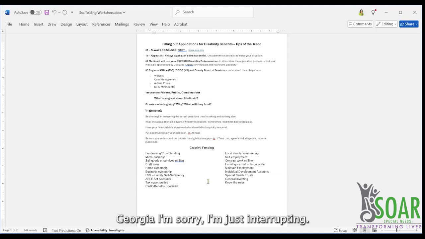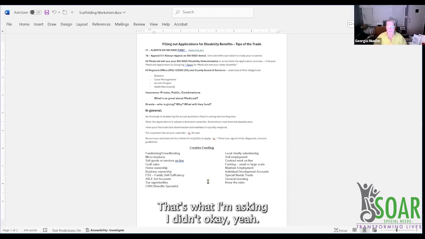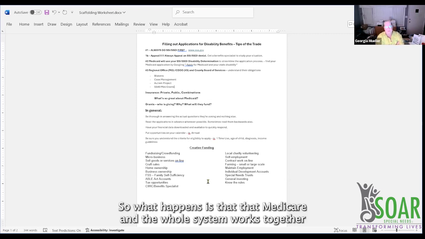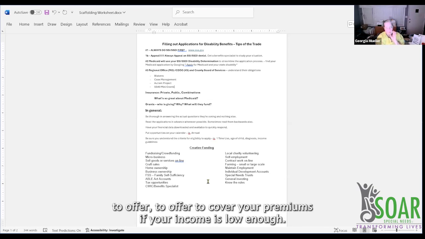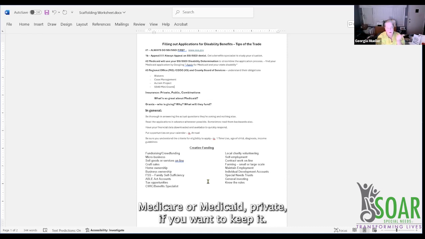Georgia, I'm sorry, I'm just interrupting. Does that include Medicare also? If you're one of those few that has Medicare, they will not cover your Medicare premiums. Oh, no, that's not true. I'm sorry, that's what I'm asking. Yes and no. What happens is that Medicare and the whole system work together to cover your premiums if your income is low enough. So then you end up with Medicare, Medicaid, and private if you want to keep it.